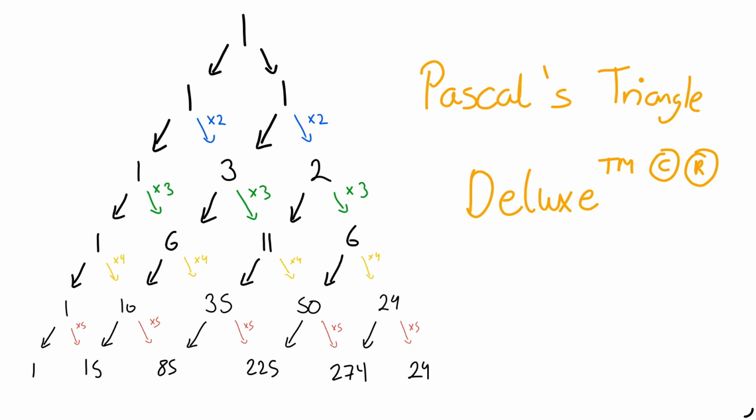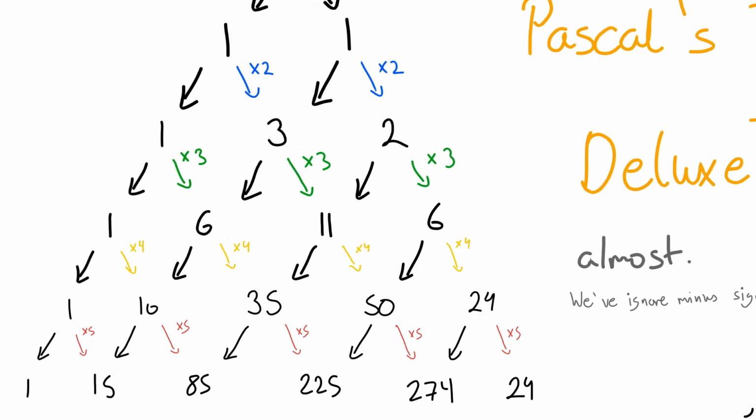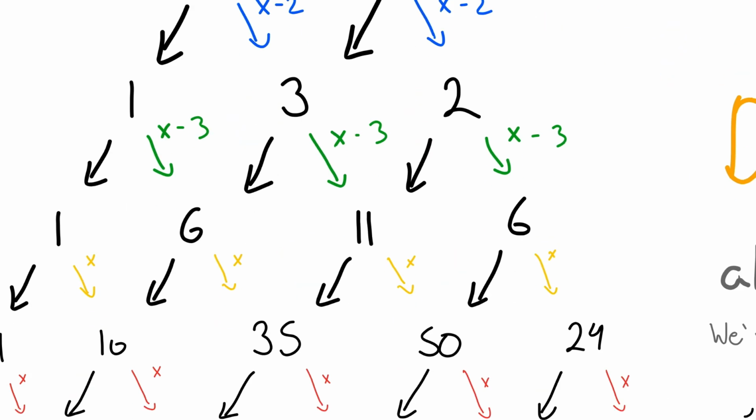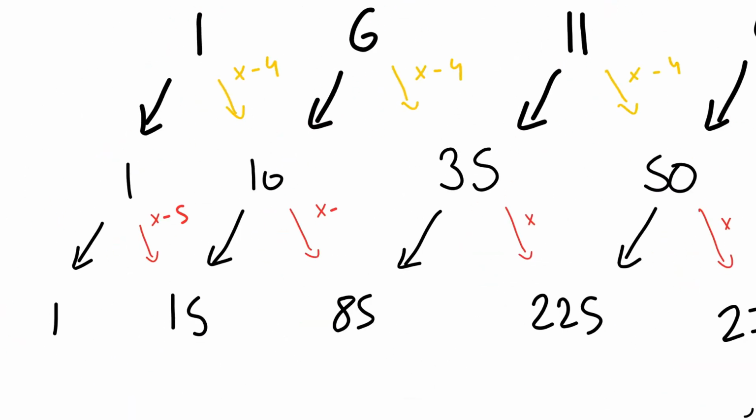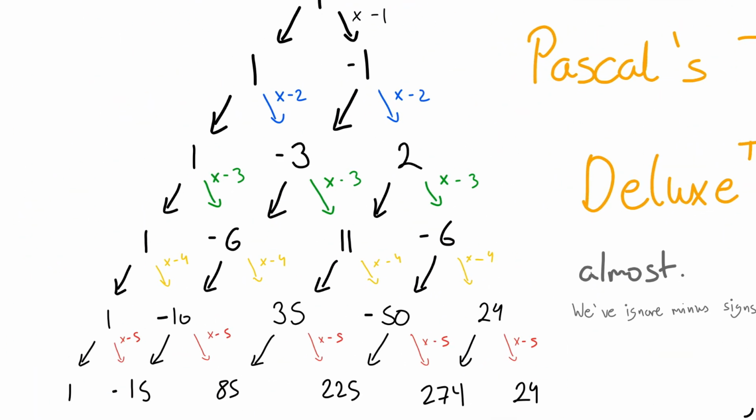Well, almost. We've been conveniently ignoring the minus signs up until this point, but luckily everything works out really nicely, and we can just change "add n times itself to the right" to "add minus n times itself to the right", and voila, the real Pascal's triangle deluxe. TM, yes, I am trademarking that.